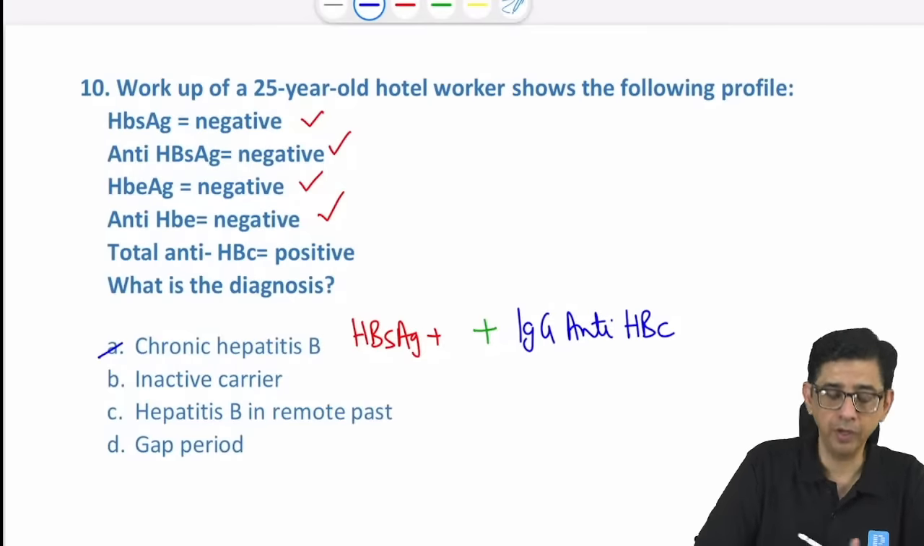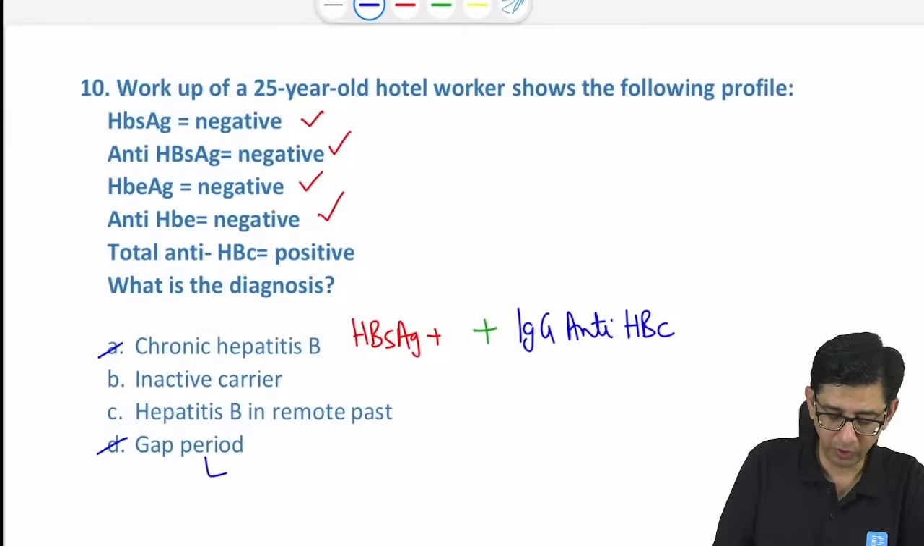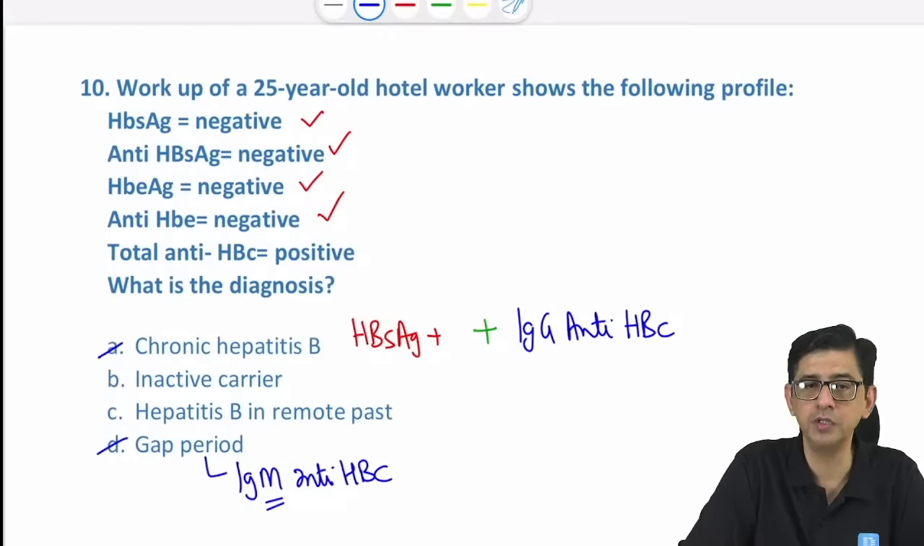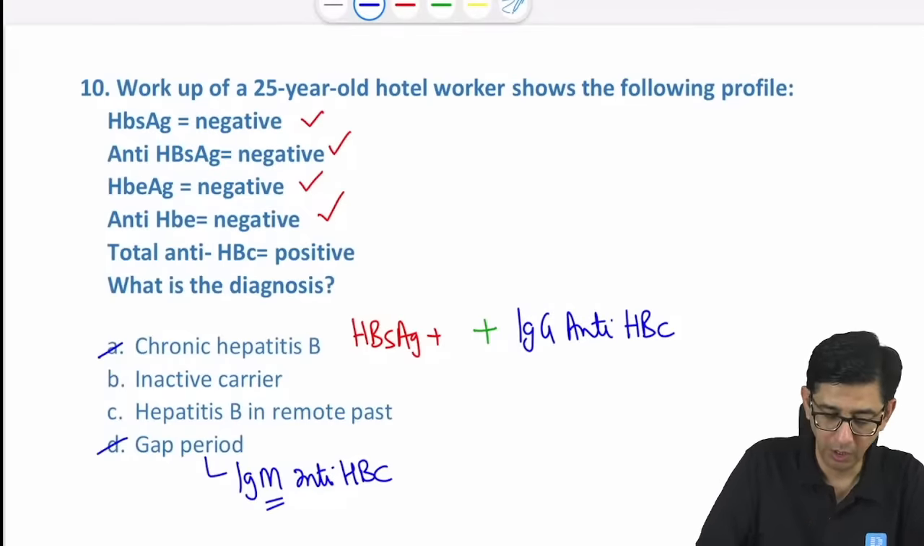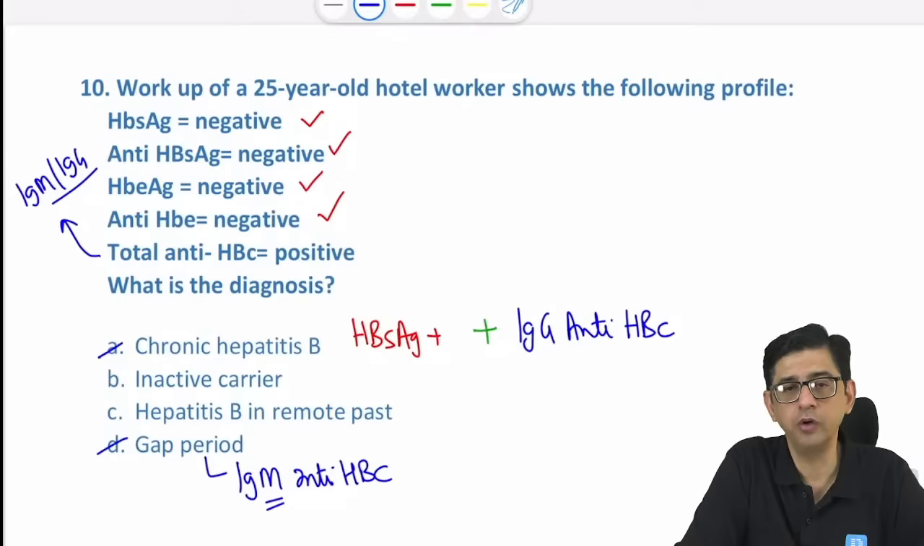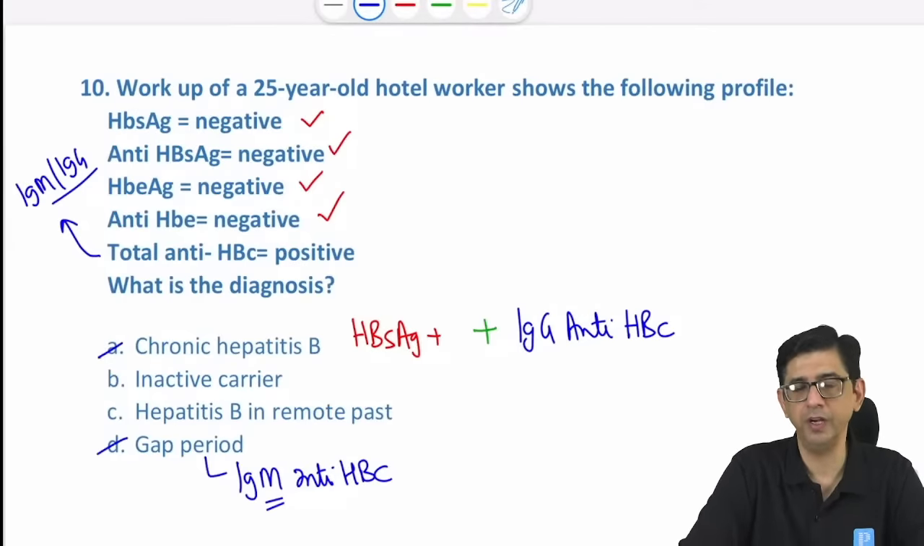Then the gap period will be having only one thing present, that is IgM antibody to the core antigen. We need IgM antibody for that. Here it is written total antibody to core. Total is a combination of IgM plus IgG. The meaning of the word total is that both IgM as well as IgG are present. So we cannot call it a gap period because that will require only IgM antibody. So we are left between two options.